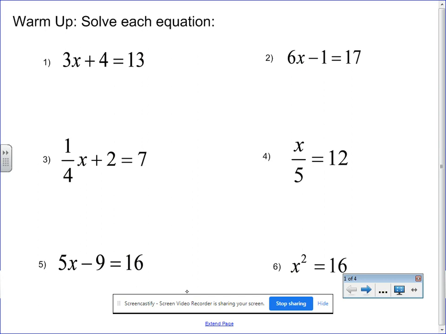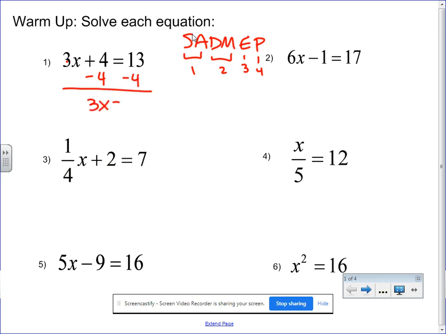Okay, so remember to solve equations, which we really haven't solved like equations per se in a while. So you have to remember that concept of SAD MAP, right? So reverse order of operations. So when solving equations, you get rid of subtraction or addition first, and then division or multiplication second, and then exponents, and then parentheses. So for like number 1, you have multiplication, you have addition. So you would first subtract 4, and you have 3x equals 9, and you divide by 3, and x equals 3.